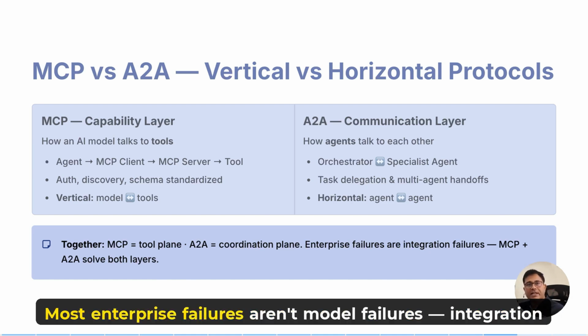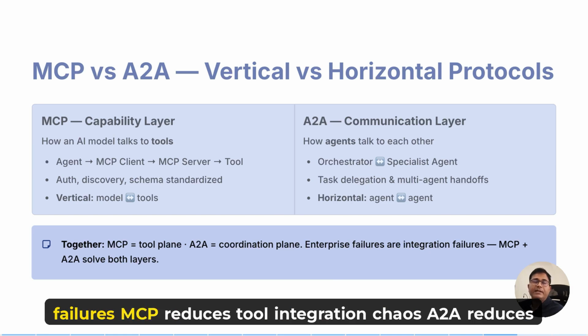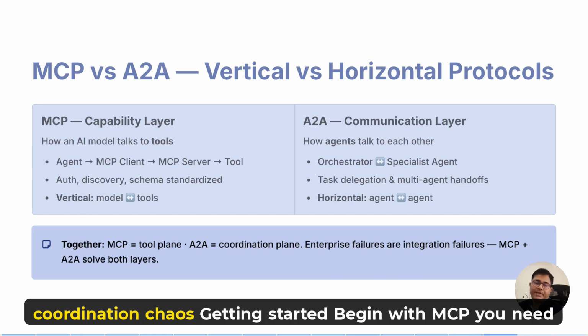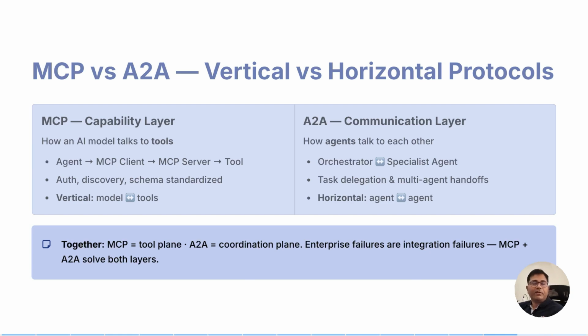Most enterprise failures aren't model failures, they're integration failures. MCP reduces tool integration chaos, A2A reduces coordination chaos. Getting started, begin with MCP, you need tools before coordination.